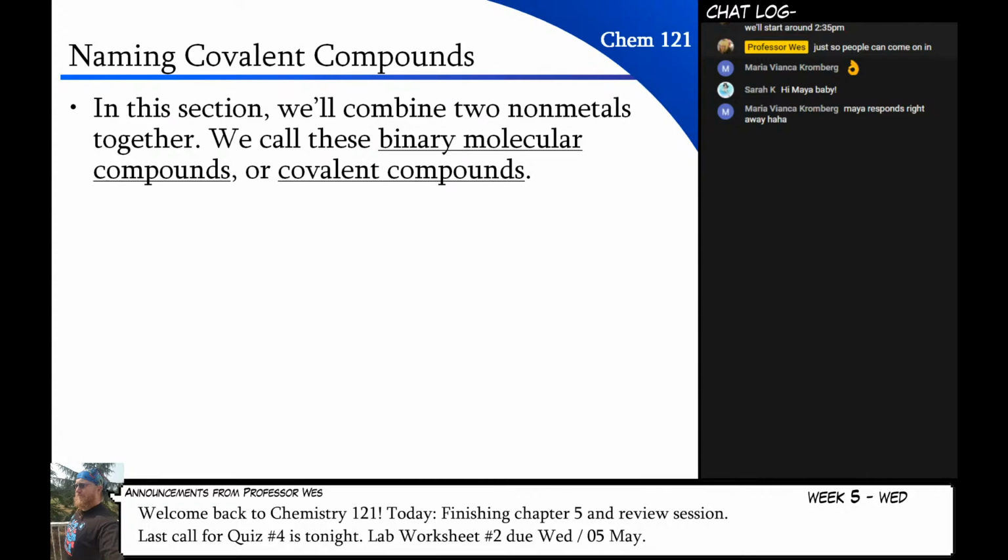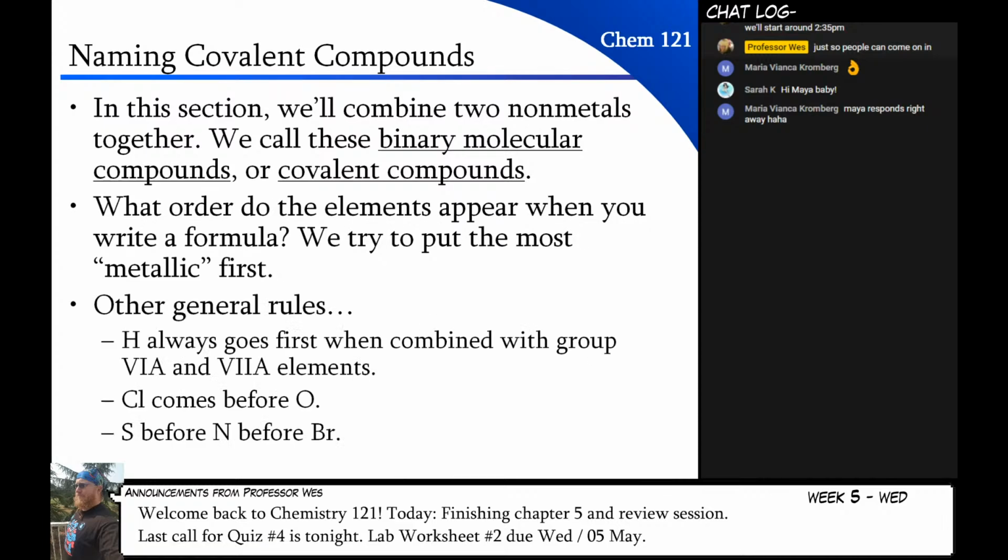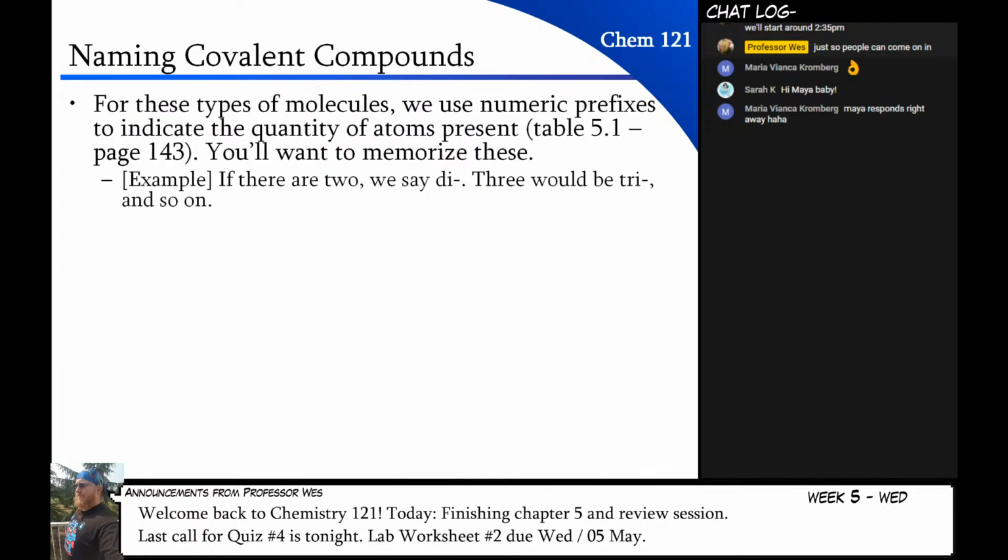Alright, so for this last little bit of lecture, we're going to name covalent compounds. And naming covalent compounds, these rules are dumb.